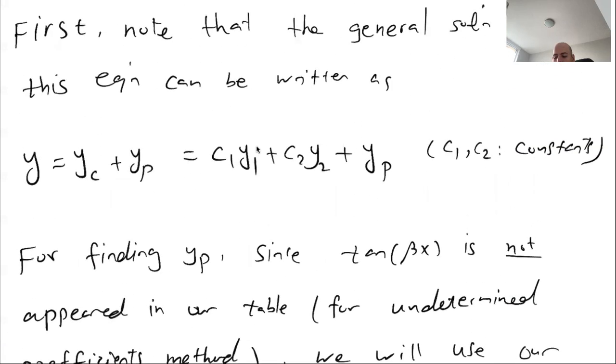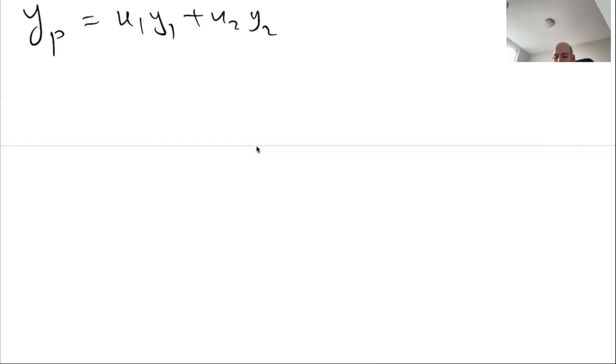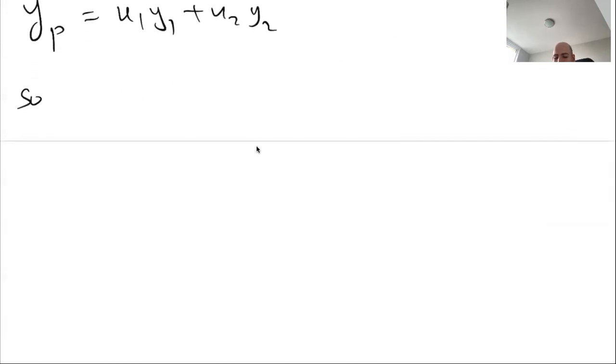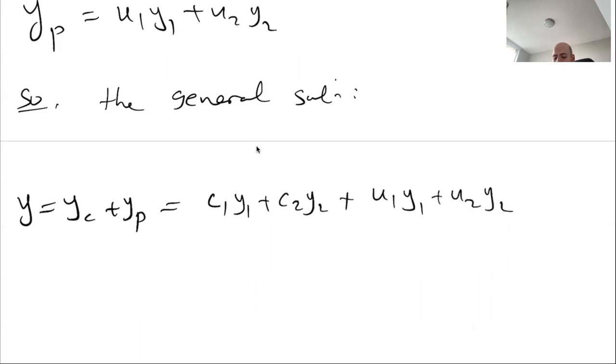So then if we plug back, the general solution can be written as y equals yc plus yp. Yc can be written as c1 y1 plus c2 y2. Yp can be written as u1 y1 plus u2 y2. And here c1 and c2 are constants.